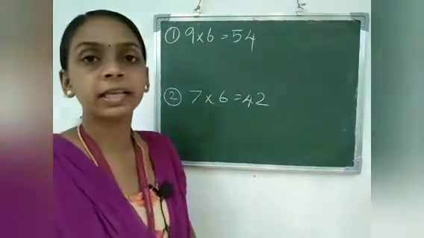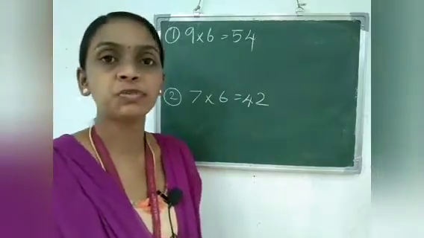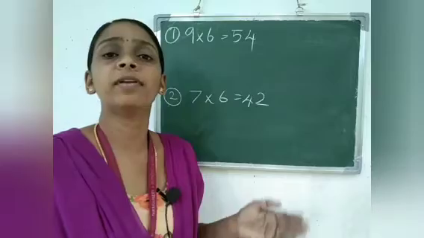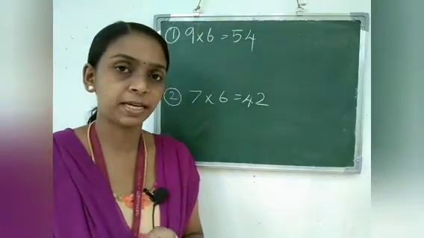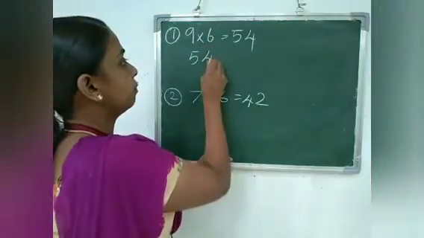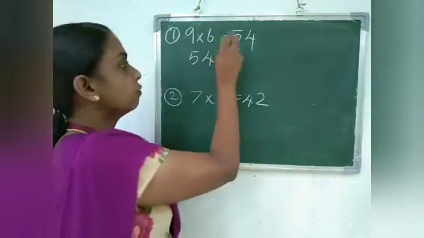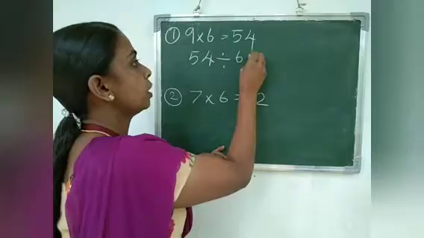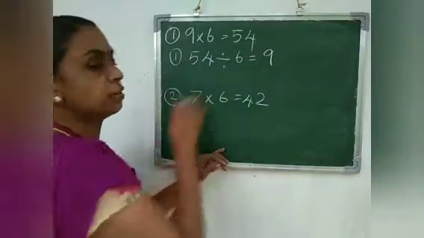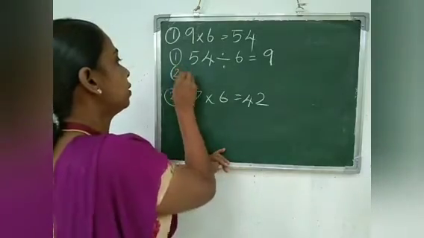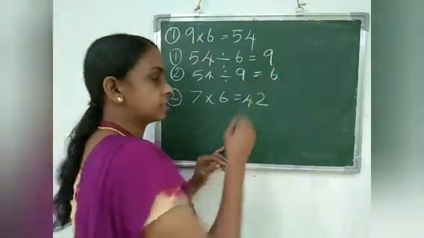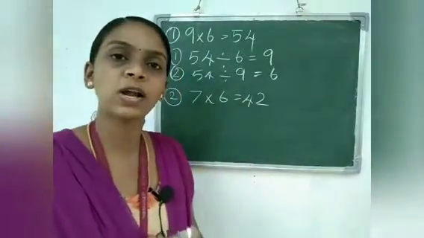So here the multiplication fact is 9 into 6 is 54. 9 6s are 54. So how will we write the division fact of this multiplication fact? Tell me all of you. Yes, we will write 54 divided by 6 equals 9. And one more division fact. Yes, it is 54 divided by 9 equals 6.